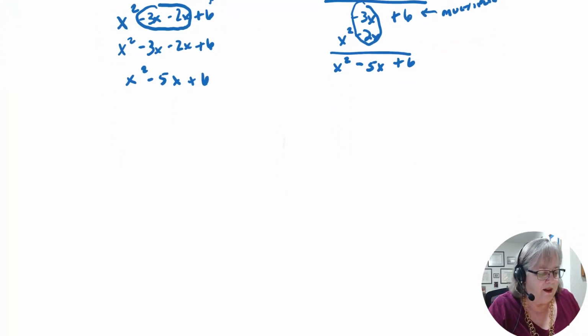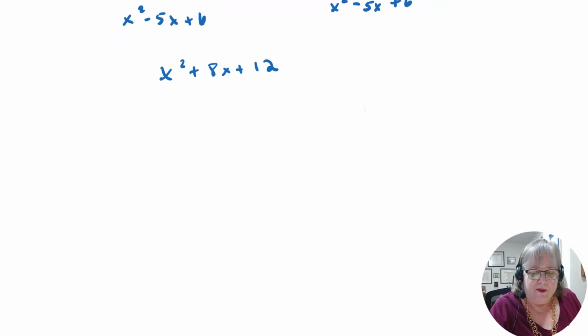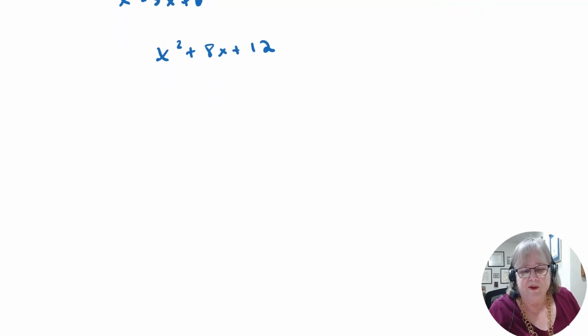So let's use that kind of pattern here and talk about x squared plus 8x plus 12. Now in the previous video we learned how to factor out something that's in common, but this one doesn't have anything in common. But it is a trinomial with a lead coefficient of a 1.